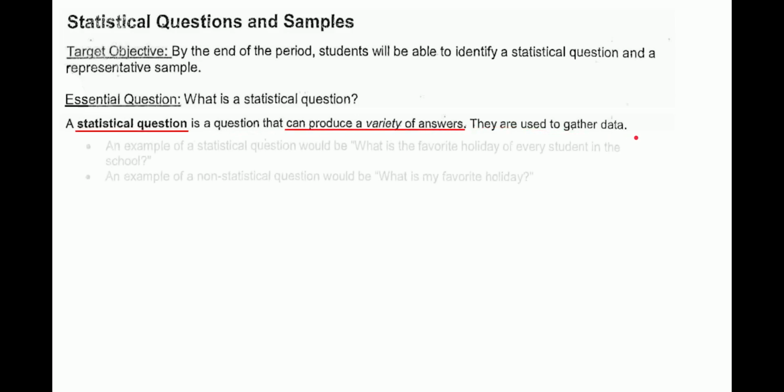In this video, we answer the burning question you've all been wondering. What is a statistical question? Let's begin. So, what is a statistical question? Well, it's just a question that can produce a variety of answers, and it's used to gather data.